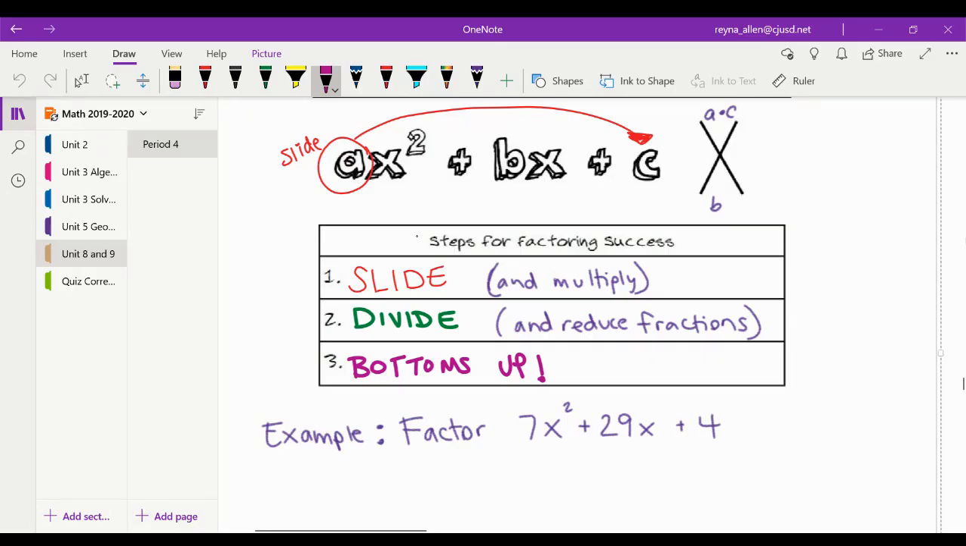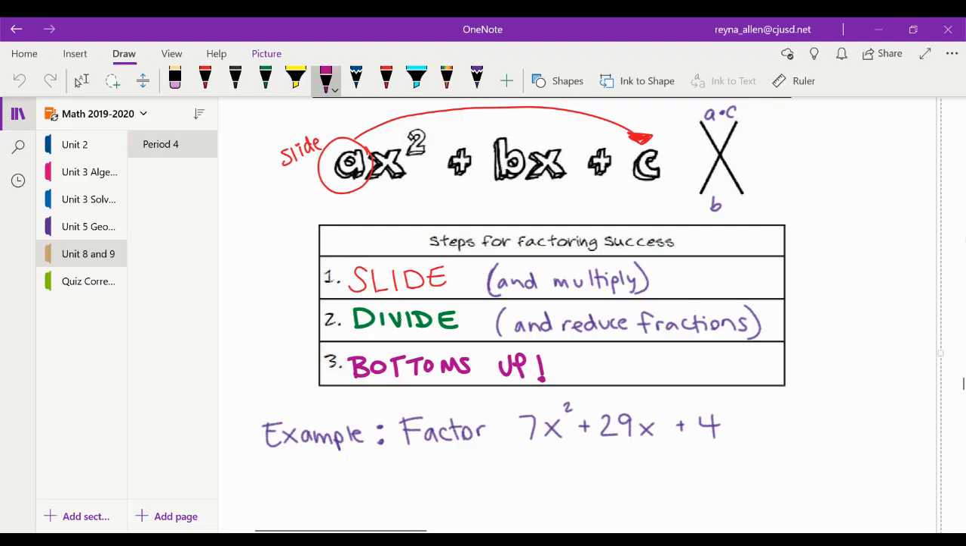So step number 1, slide. You're going to take your a and multiply it by your c and put it in the top of your x. And then you're going to take your b, put that in the bottom of your x. Then you're going to add or put your left and right factors like we did for our first method. And then you're going to put those into your factors.